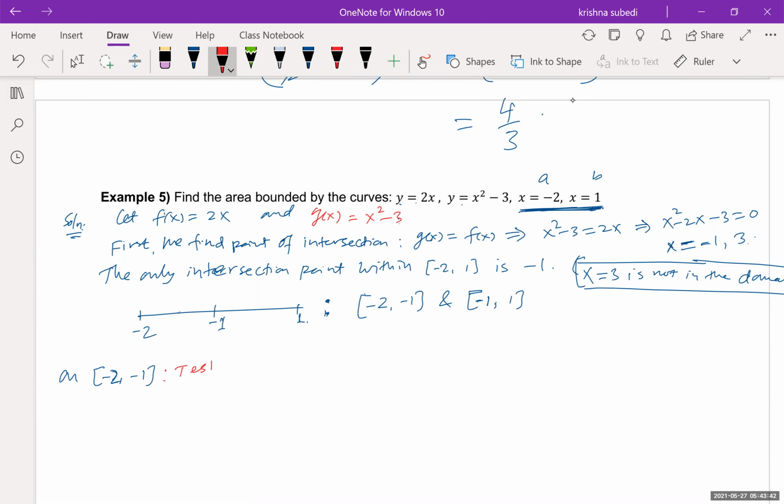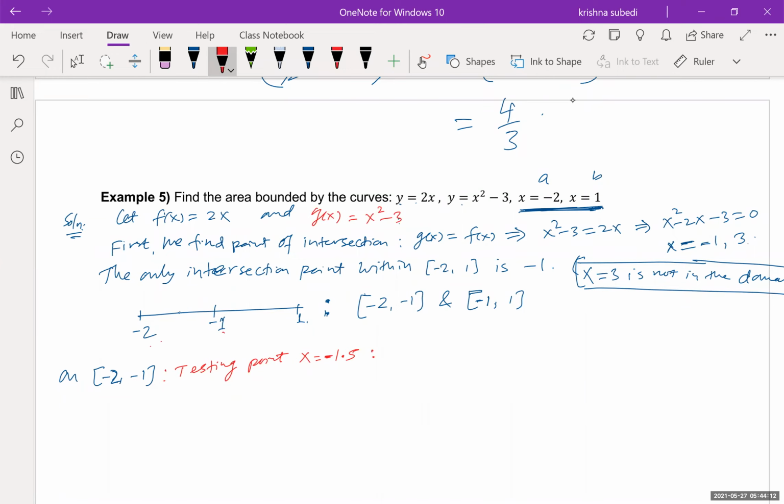I call it testing point. Okay, so let us choose the testing point x equals -1.5. You can choose x equals -1.7, -1.8, -1.2, it doesn't matter. Any number between -2 and -1, any number. But to make life easy, I choose x equals negative 1.5.